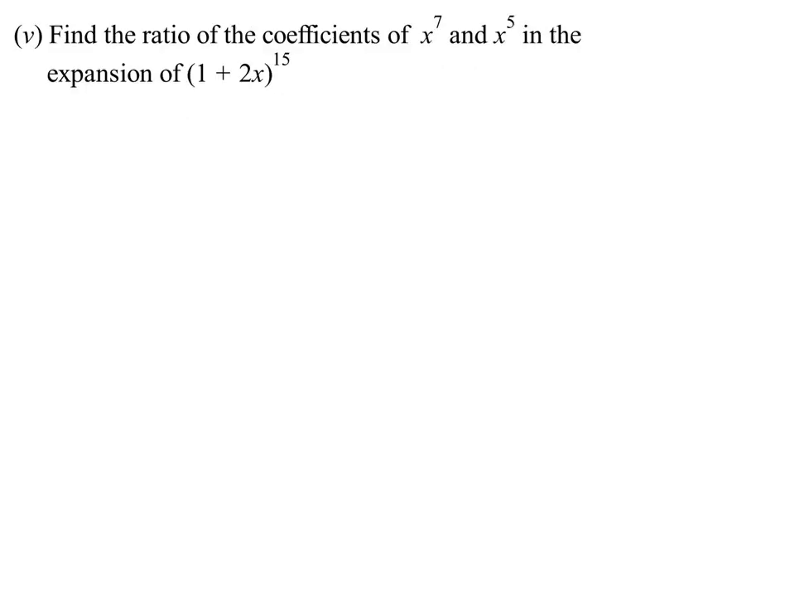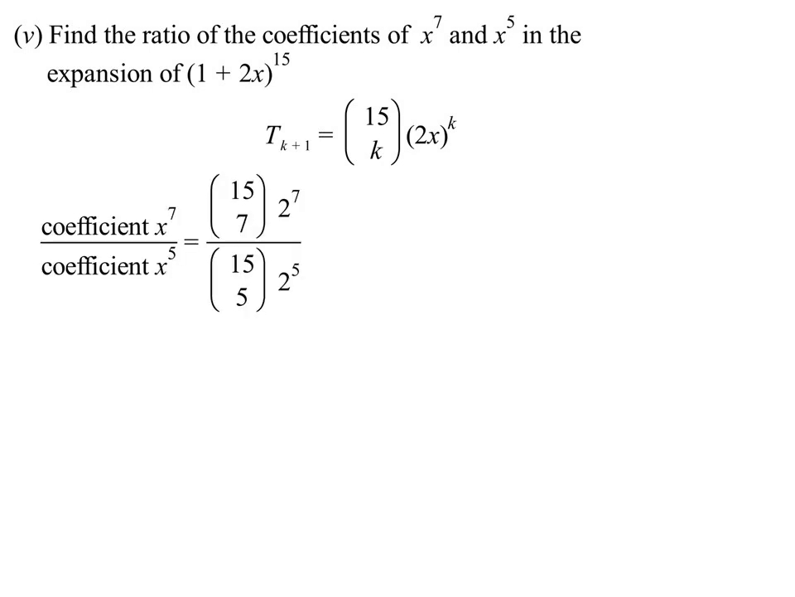We're going to find the ratio of the coefficients of x to the power of 7 and x to the power of 5 in this expansion. Again, I'll need to know what the general term is, but I just want the ratio of the coefficients: the coefficient of x^7 to the coefficient of x^5. I haven't worried about putting x in this ratio, just the coefficients. 15C7 times 2^7 over 15C5 times 2^5.